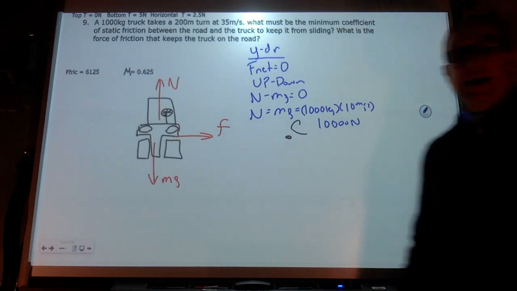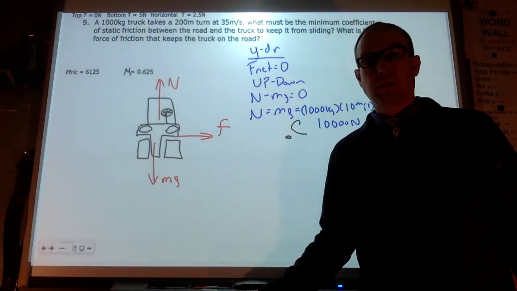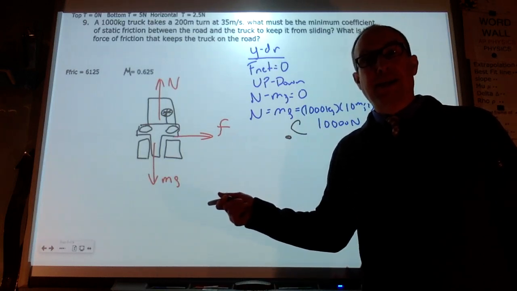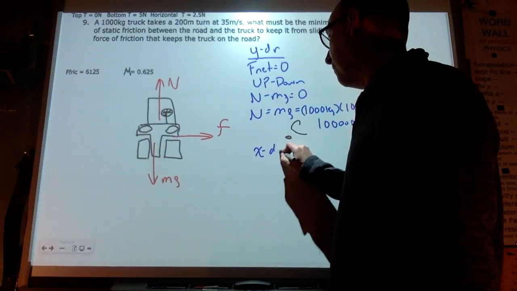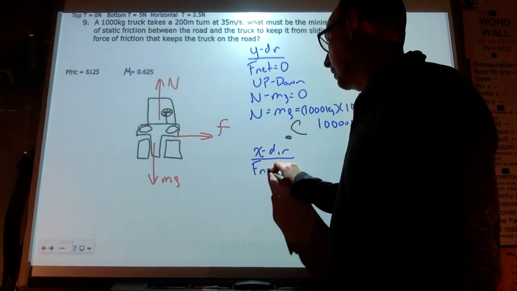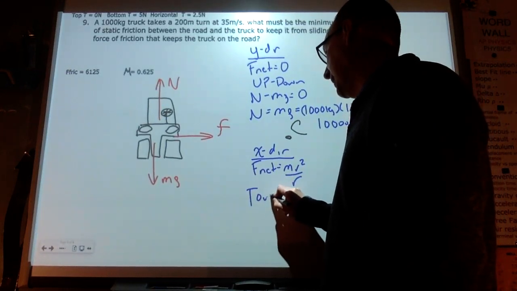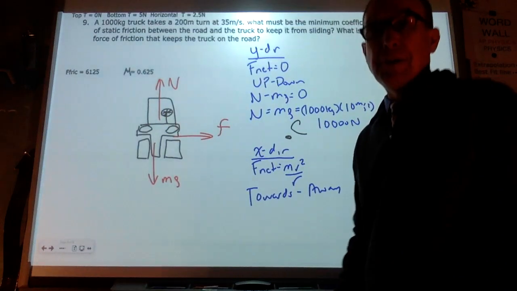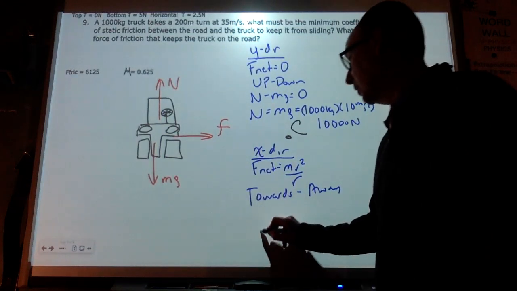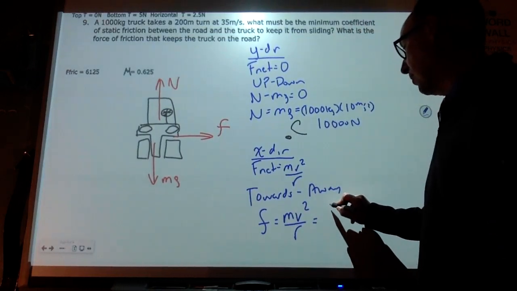All right, now I need to find out how much friction I need to make this turn. The friction going towards the center is changing the direction of it. So in the x direction, I have F net equals mv squared over r. So I'm going to take the forces towards the center minus away. And as often is the case, there's only towards the center. So this is going to be friction equals mv squared over r.